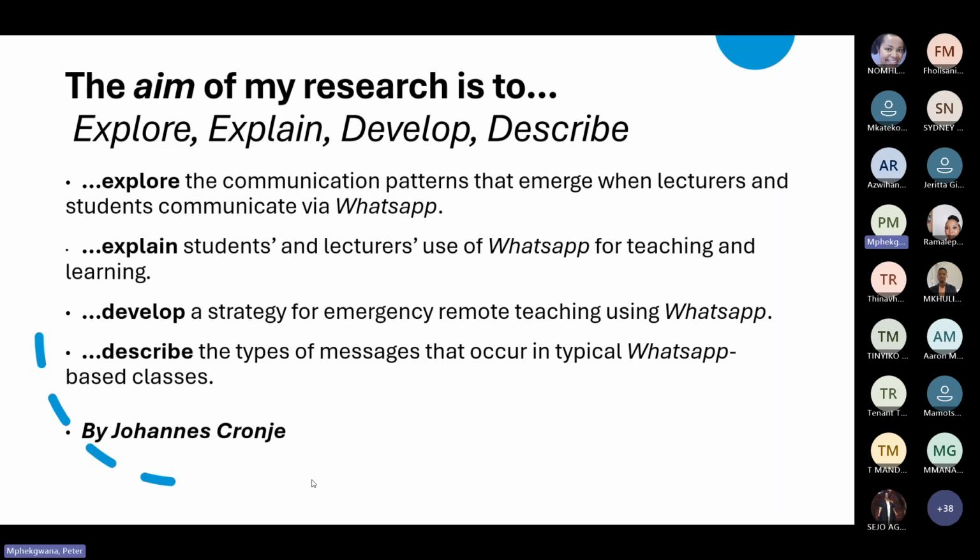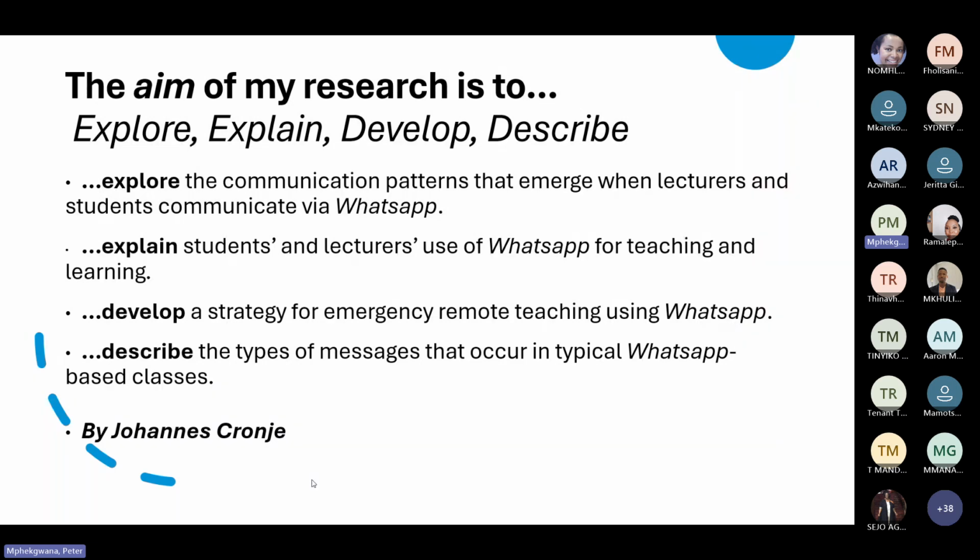Is it formal? Is it informal? Is it related to teaching and learning, or is it outside? What types of messages do you want to describe? So remember here, the whole idea, the main research topic, was mainly on WhatsApp, lecturers and students. It all depends on how you are viewing the problem.